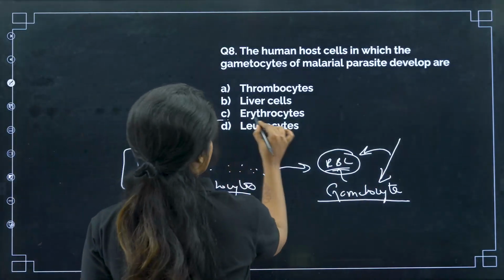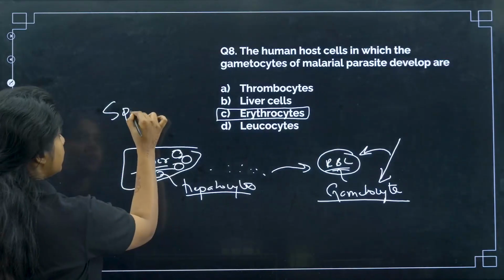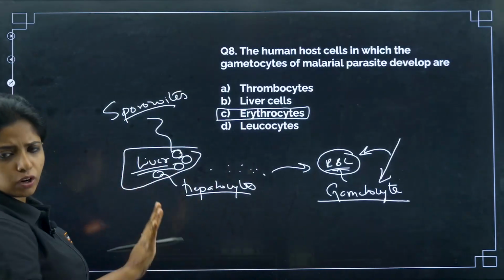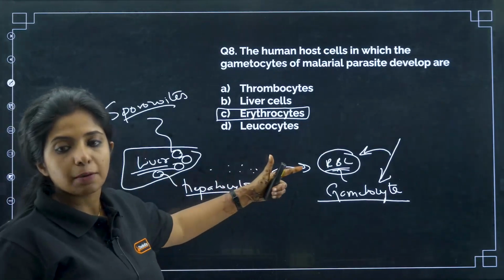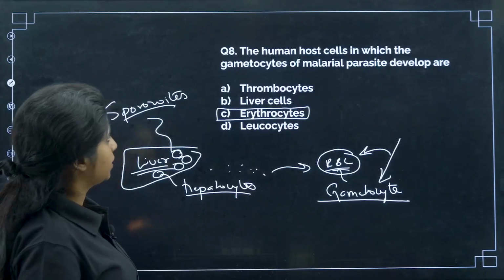So, it is erythrocytes where the gametocytes are being produced. In our body, how do they enter? They enter in the form of sporozoites. So there are so many stages, I am not writing all of them. The first camp is liver and the second camp is RBC where they do all the drama. Cool? Chalo. Next.